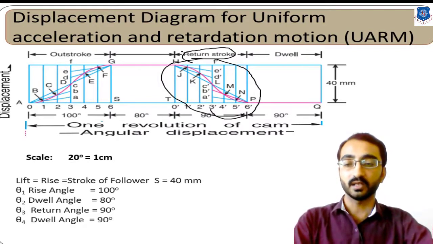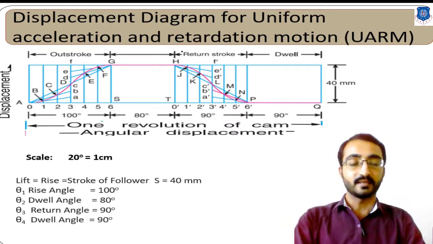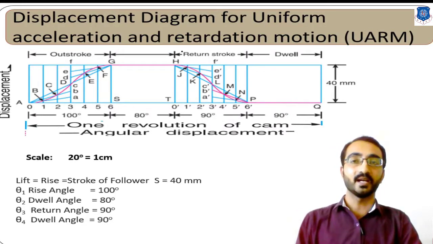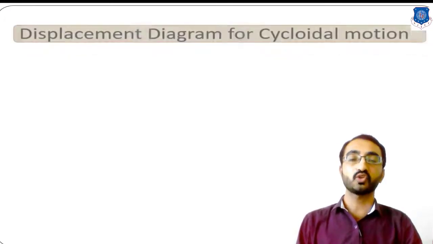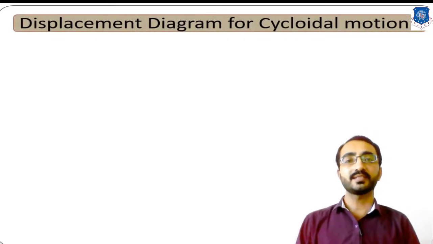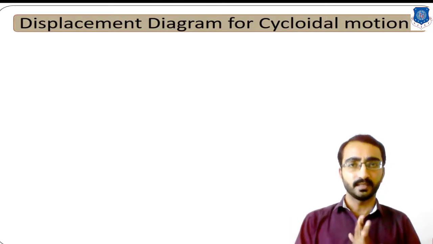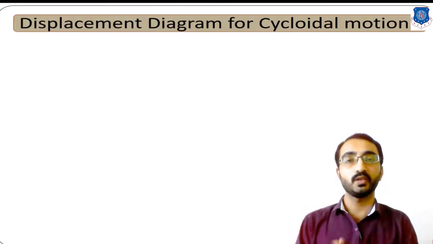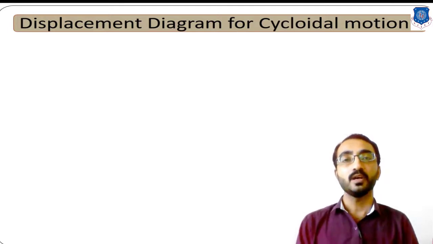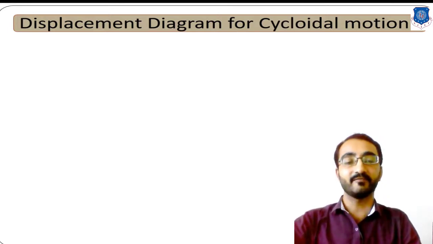Clear? Now let's learn the last type of displacement diagram, which is rarely used, because in most examples you will find that the first 3 types of motion are given in your data. This 4th type of motion is rarely used, but we have to learn the displacement diagram. So let's learn the displacement diagram for cycloidal motion.